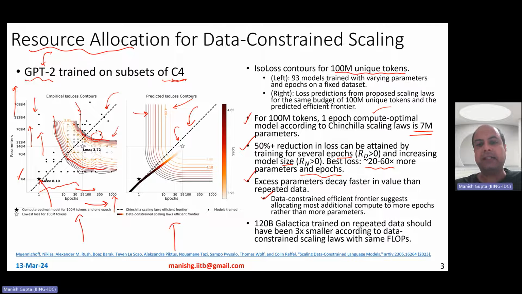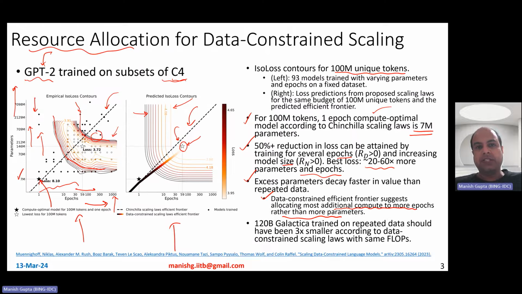And therefore, in a data constrained situation, your efficient frontier suggests allocating more additional compute to more epochs rather than more parameters. So basically, if you want to train better models with the same compute, you would rather train smaller models, but with more epochs. And they experimentally validated it, finding that the lowest loss model empirically follows the data constraint law rather than the Chinchilla law. Right?